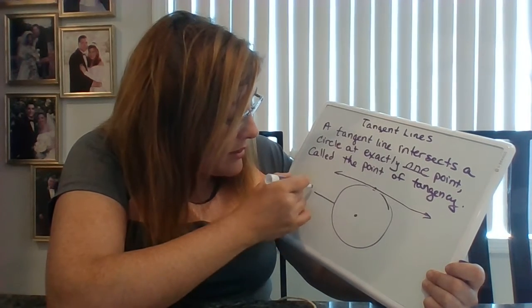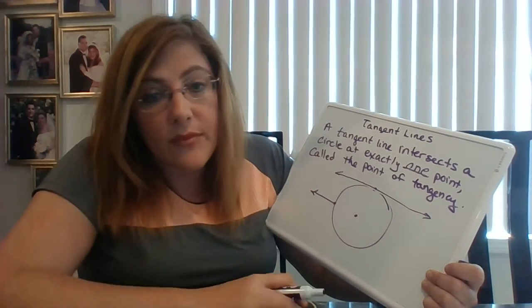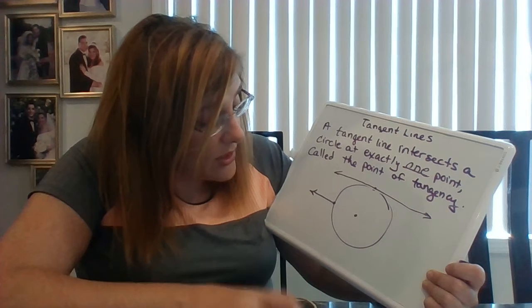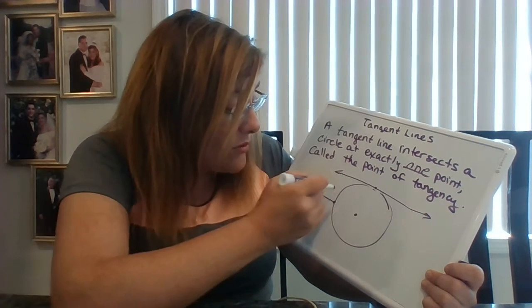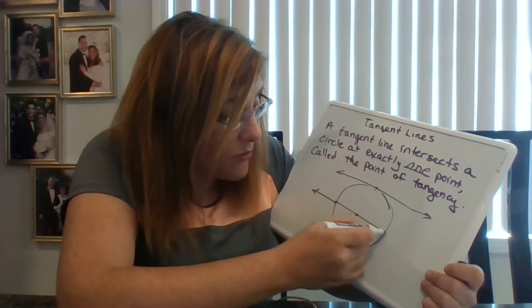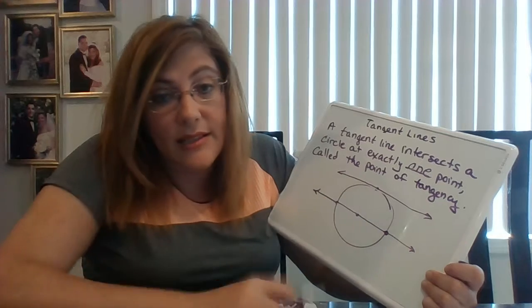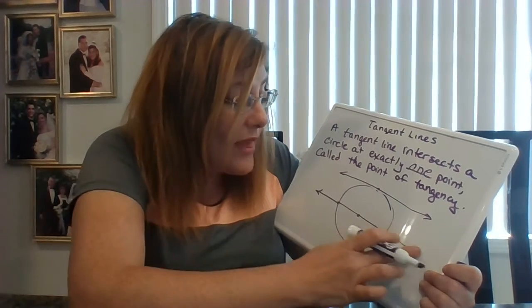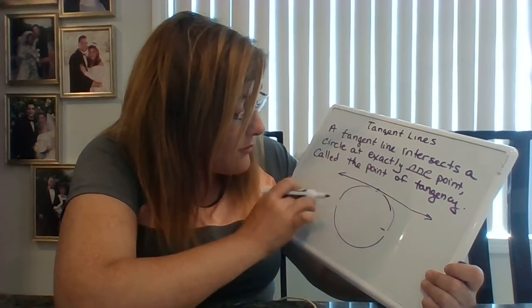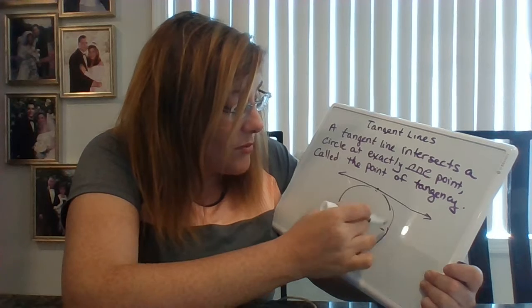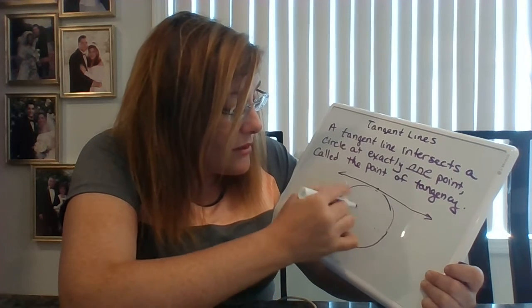This is not a tangent line. Not a tangent line. And the reason it's not a tangent line is because if you extend it forever in both directions, it will hit the circle at a second point. So that is not a tangent line. Some people got that wrong on the circle test.